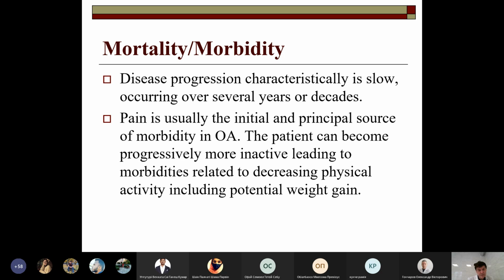processes, as occurs with periarticular complications. And finally, the first common clinical sign is defined as pain. And the pain is usually the initial, principal source of morbidity of osteoarthritis. The next situation refers to inflammatory changes that frequently occur in these patients beyond pain as well.